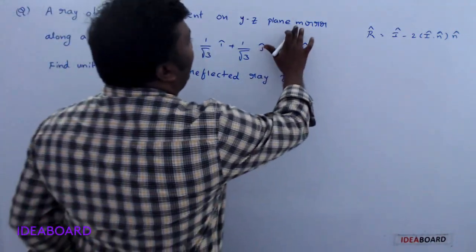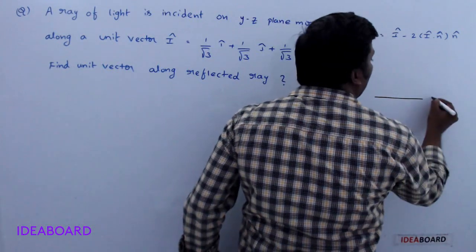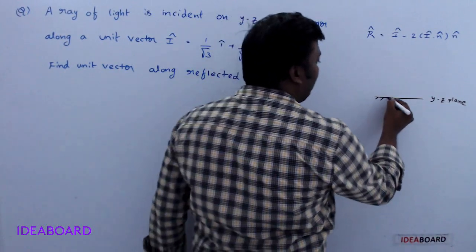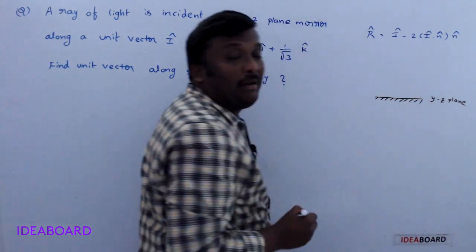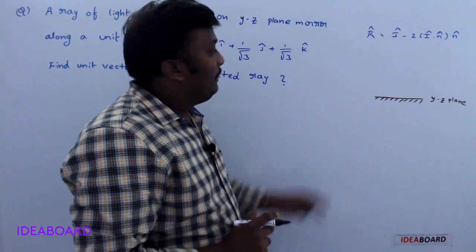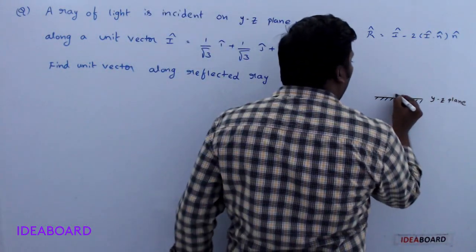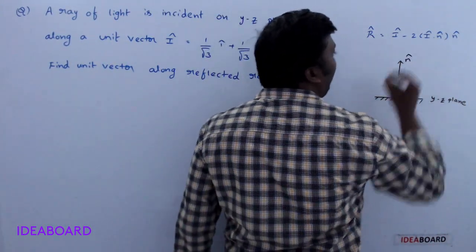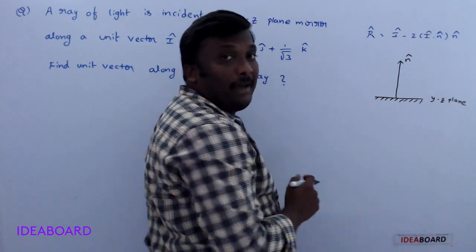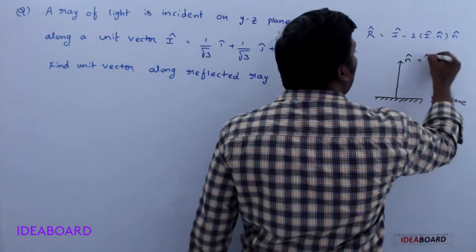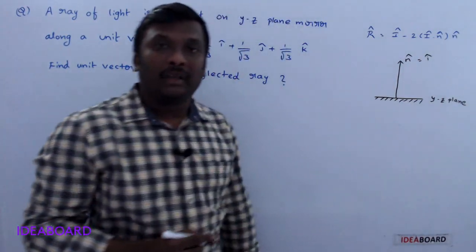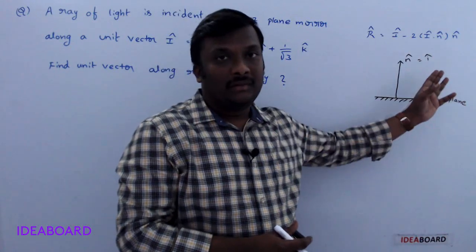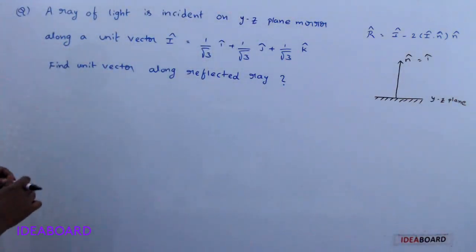Here the mirror is in the YZ plane. When the mirror is in the YZ plane, the normal is always perpendicular to the plane. That's why the normal here is along the x-axis. So the normal unit vector, denoted by n cap, is equal to i cap, because along the x-axis the unit vector is always i cap. Clear?